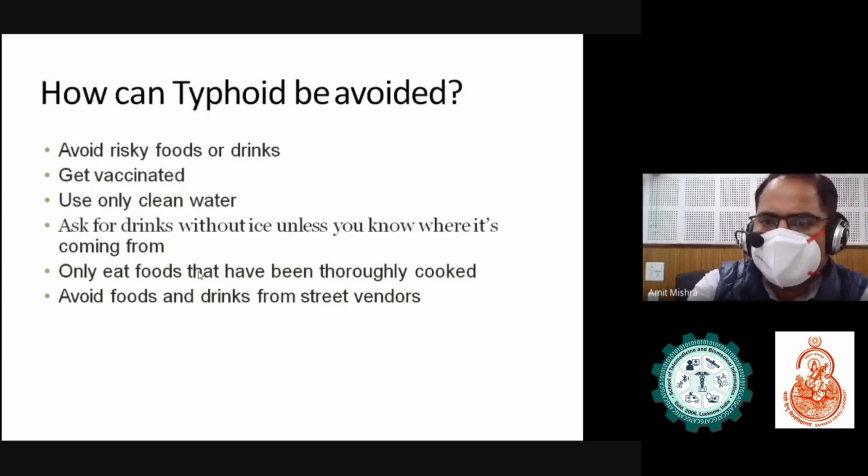How can typhoid be avoided? Avoid risky foods or drinks. Get vaccinated. Use only clean water. Ask for a drink without ice unless you know where it is coming from. Only eat foods that have been thoroughly cooked. Avoid foods and drinks from street vendors.